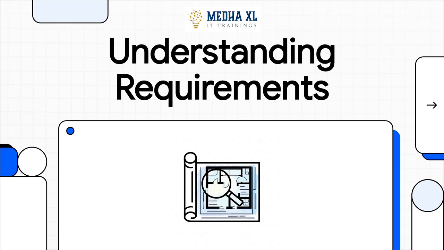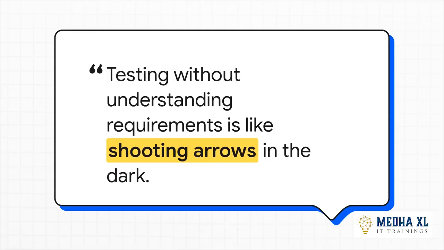I mean, think about it. If you get this part wrong, everything that comes after is just, well, built on a super shaky foundation. I love this quote, shooting arrows in the dark. Doesn't that just hit the nail on the head? That's exactly what it feels like when you're trying to test something without knowing what it's supposed to do. You're basically blindfolded. Sure, you might get lucky and hit a bug by accident, but you're just wasting so much time and energy guessing instead of actually validating what matters.